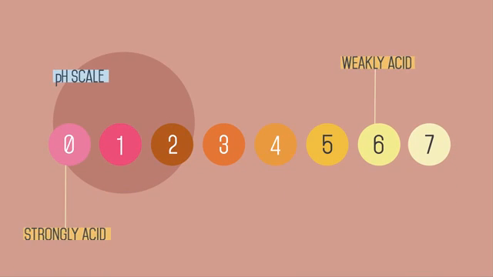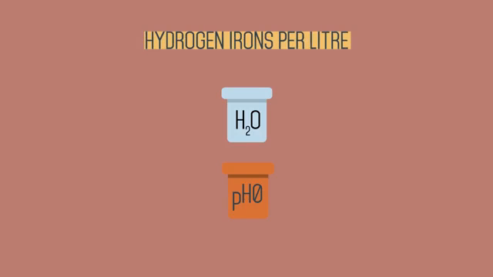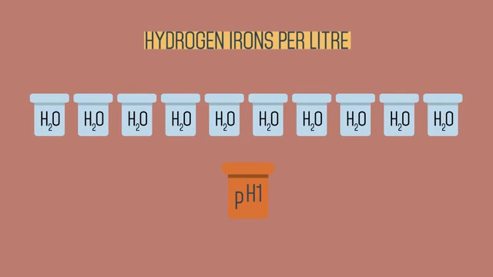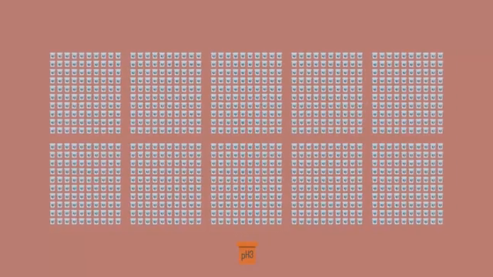Acids can be identified by using full-range indicator from 0 to 7 on the pH scale. pH is a measure of the concentration of hydrogen ions. For example, at pH 0 there is 1 mole of hydrogen ions per litre. At pH 1, just 1/10 of a mole of hydrogen ions per litre. Each increase of 1 unit of pH is a 10-fold reduction in hydrogen ion concentration.